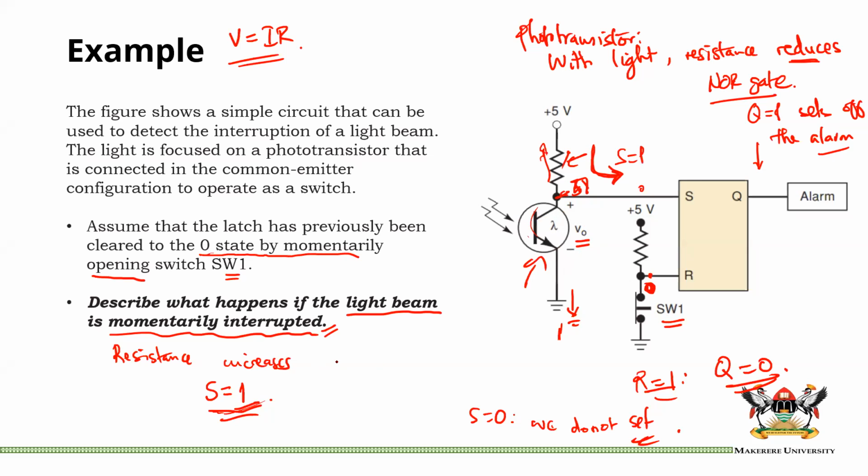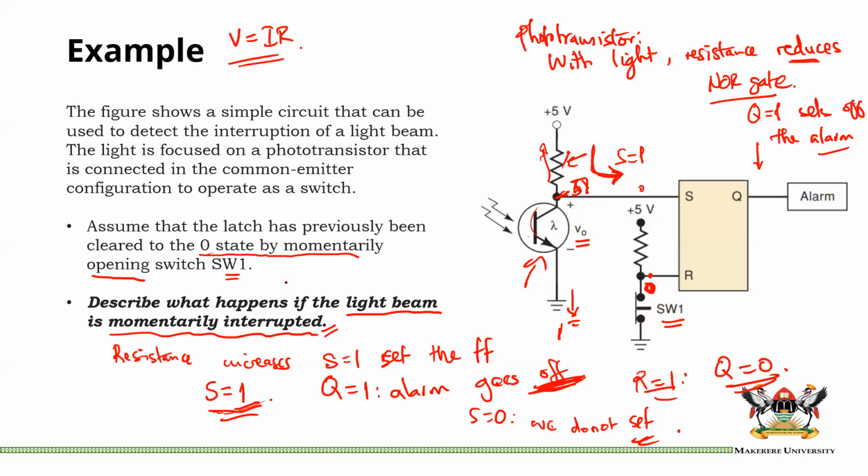That means S equal to 1 will set the flip-flop. Now, because Q is equal to 1, the alarm goes off. Goes off or goes on, I don't know. This is English now. But if it goes off, what I mean here is that it actually starts doing its notification. It starts making the noise. That is an alarm going off, which is quite funny because you would imagine it goes on.